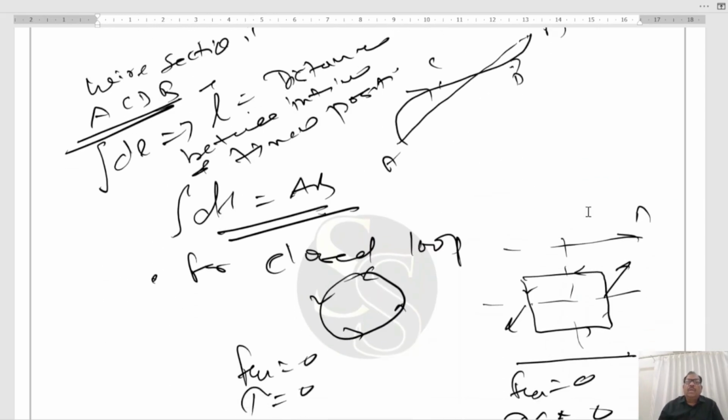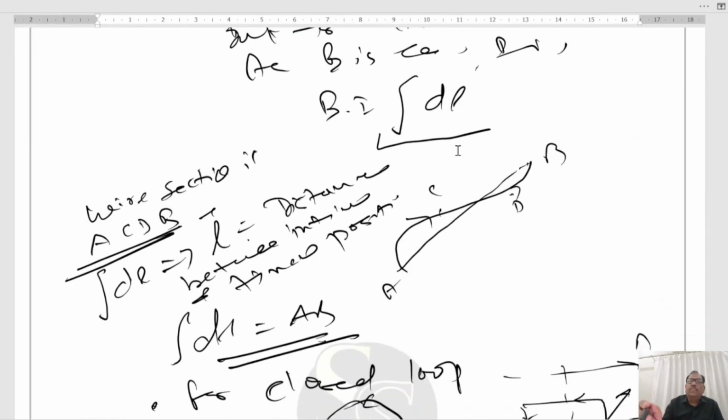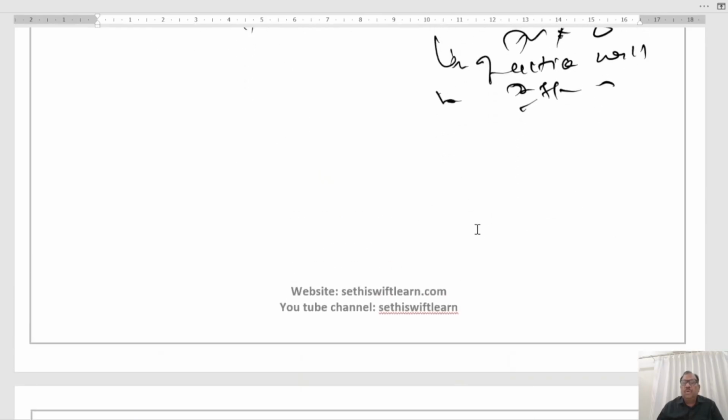Right? In this complete session, the main thing is to find dl. It is generally taken as the distance between the initial point and final point of the current. For a closed loop, it is equal to 0. Now, let's start with the next question.